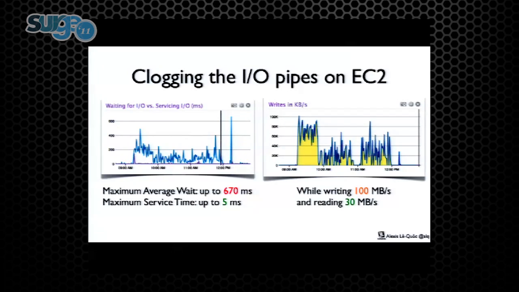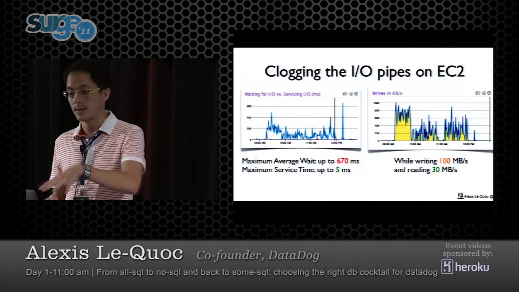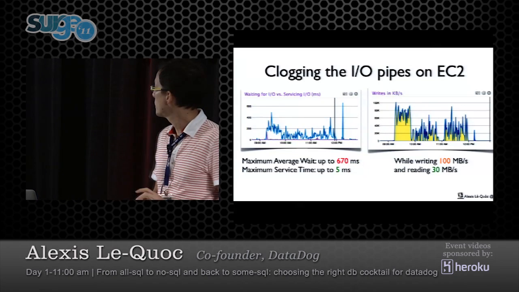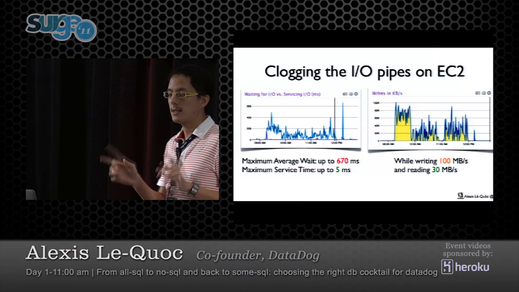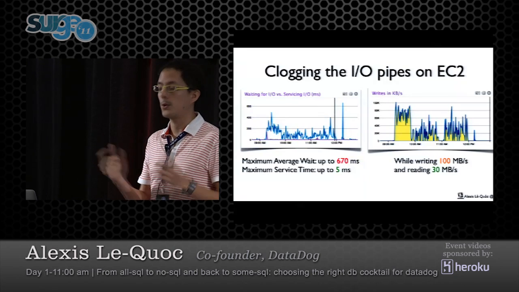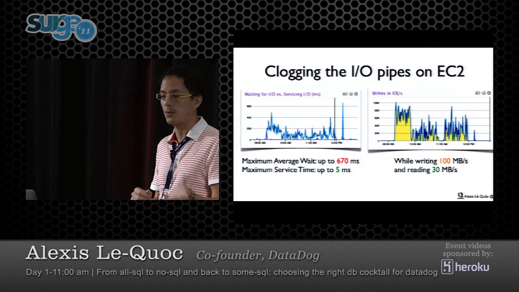So here I've represented the average wait for the device that contained, in this case, the Cassandra volumes, the average wait versus the service time. And these are maximum numbers. It would take 5 milliseconds for the network storage device to serve the data, but it would take 670 milliseconds for the machine to get the response back. It was just too much stuff being pushed through.